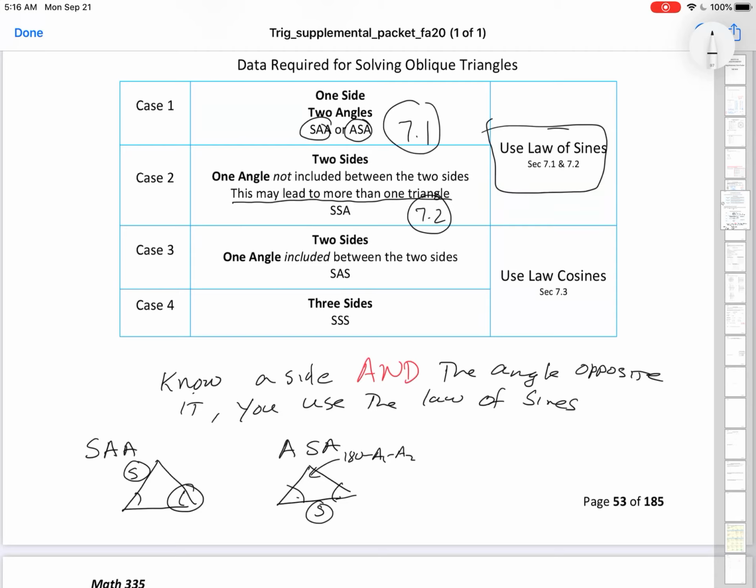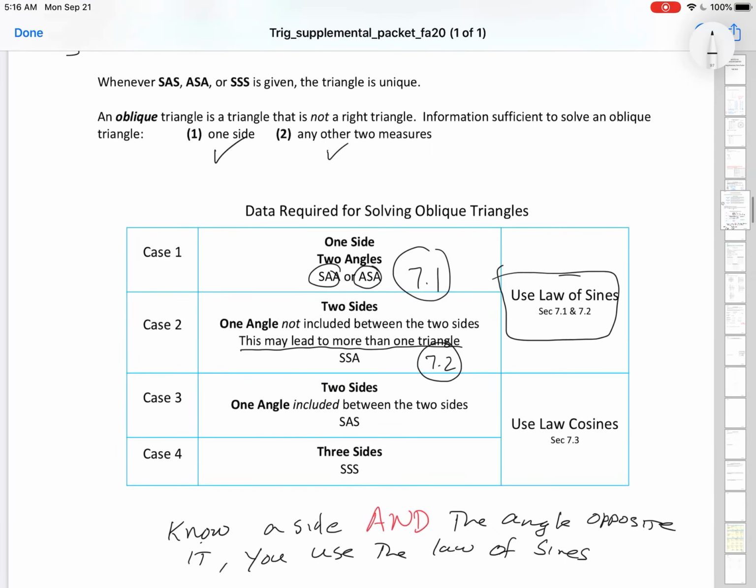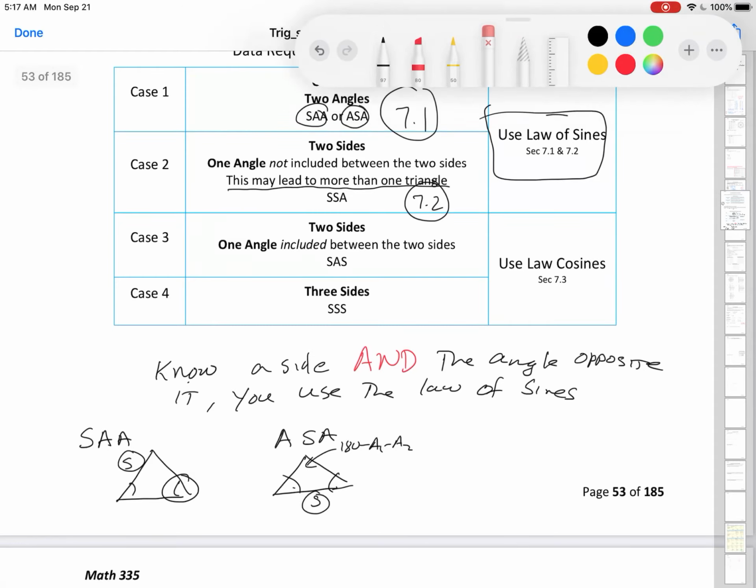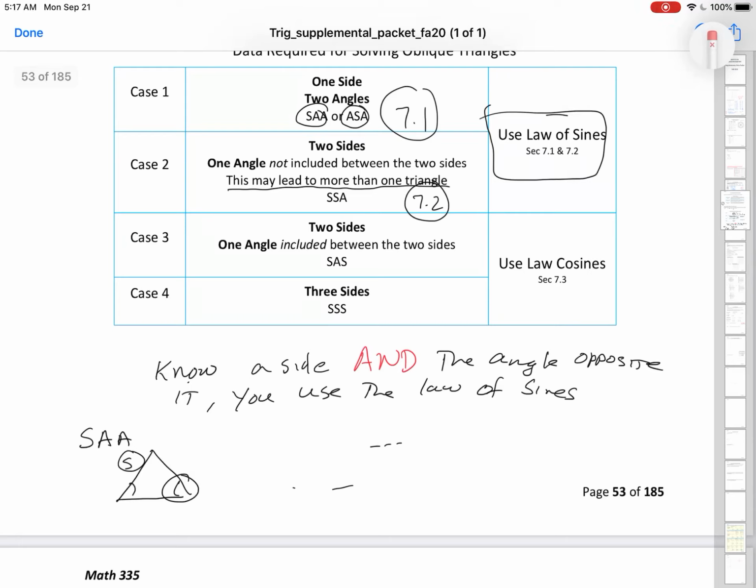So if I leave this section, I'm thinking, okay, if I ever know two angles, and I always have to know a side, because we're not going to be able to solve anything if I don't know a side. So if you know a side and any two other angles, you know everything. You're going to use the law of sines. You'll know all the angles. So if those other two pieces of information are both angles, it's the law of sines.